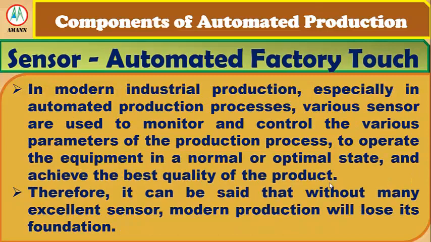In modern industrial production, especially in automated production processes, various sensors are used to monitor and control the various parameters of the production process to operate the equipment in a normal or optimal state and achieve the best quality of the product. Therefore, it can be said that without many excellent sensors, modern production will lose its foundation.